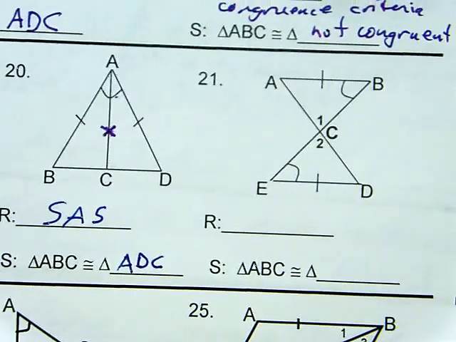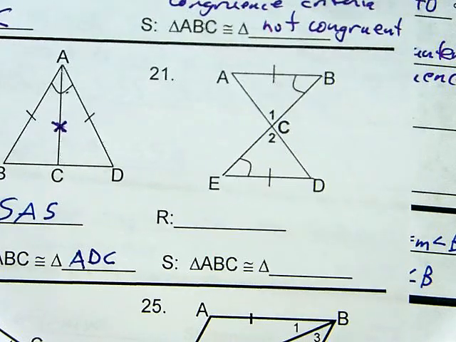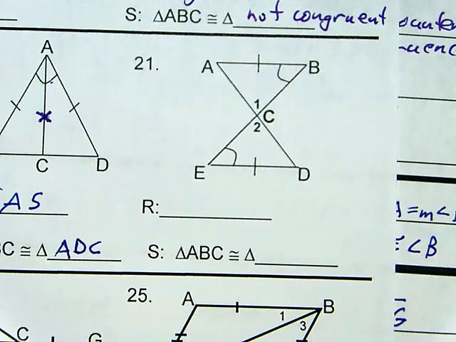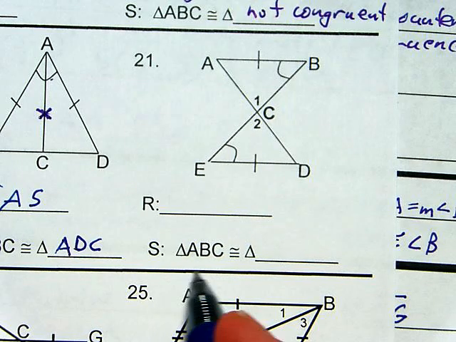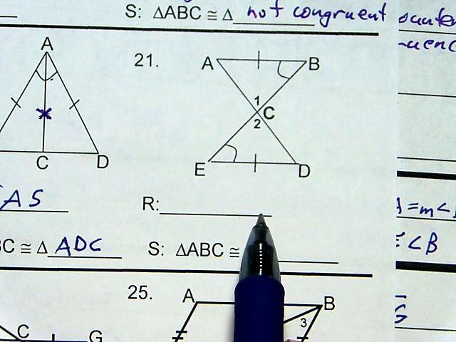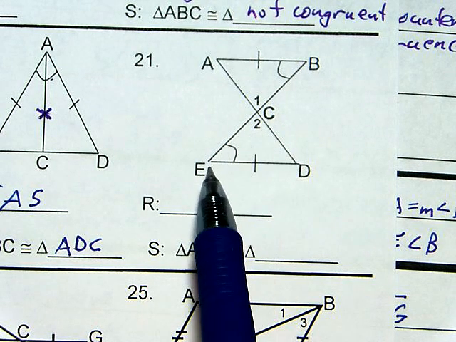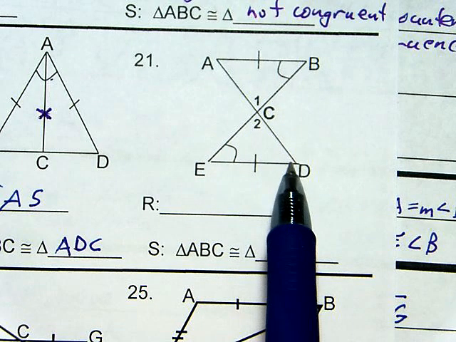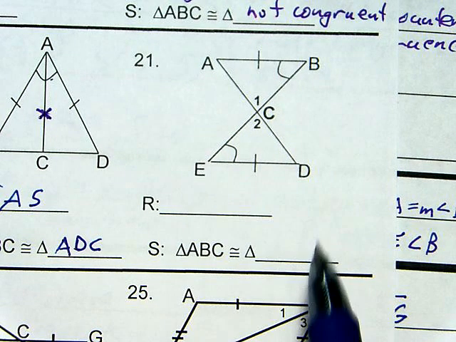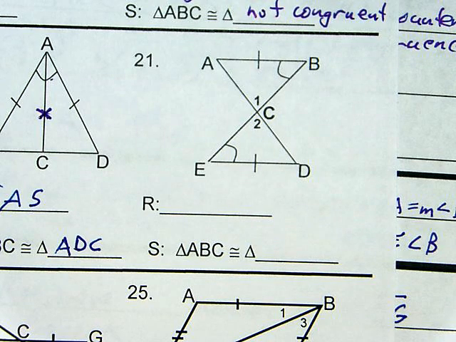So let's go on now to question 21. And we've got two triangles again. Again, our first one is called ABC. And our second one, if it is congruent, would be something like ECD, right? It's the triangle on the bottom. So the question is, do we have enough information? Can we call these two triangles congruent?